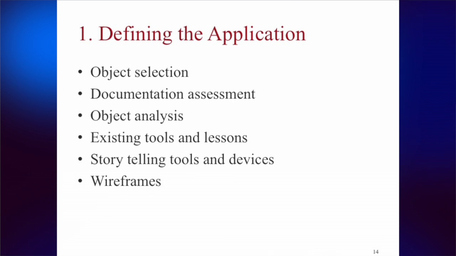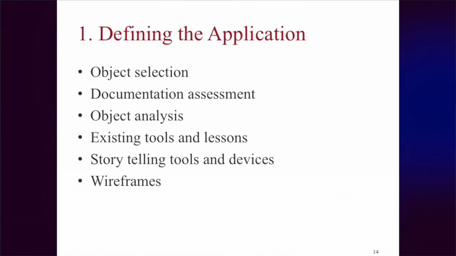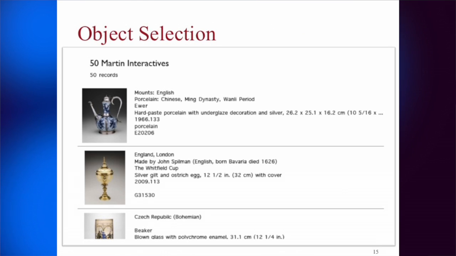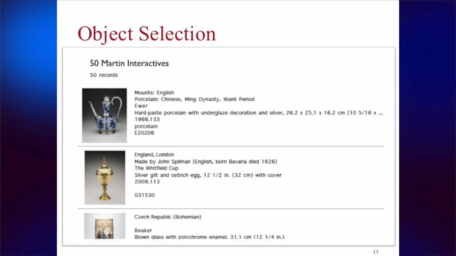So when we started out defining what the application was, the first thing we did was select objects. This is the process that I've gone through with many museums that I work with: to figure out what are the best objects to tell the stories about. There were probably 200 or 300 objects in those galleries, and we went through and picked the 50 that we and the curator thought would be a good place to start. This list changed over time, but then we had these target objects to work with.